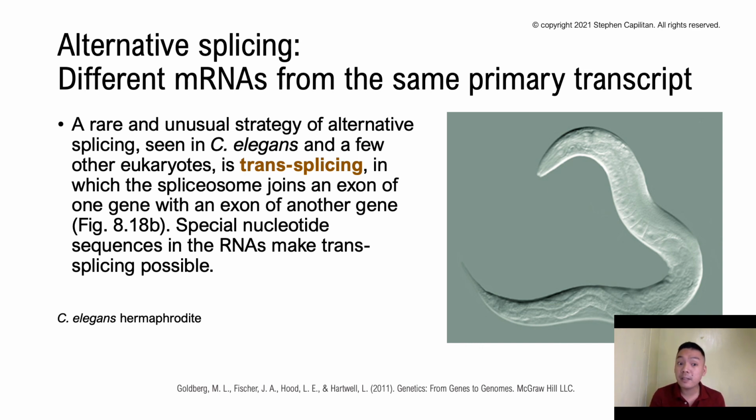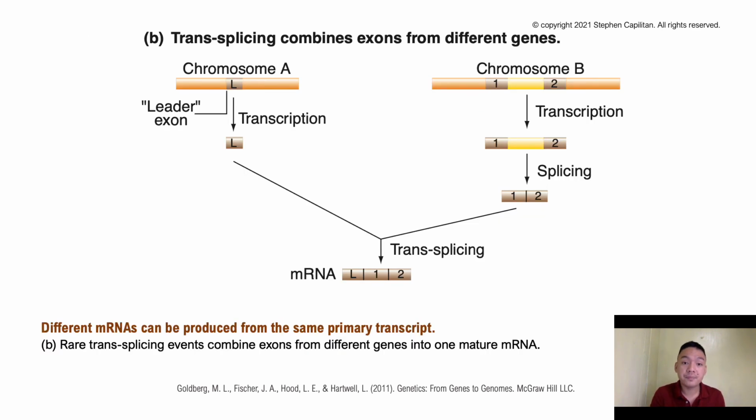A very rare and unusual strategy of alternative splicing is seen in Caenorhabditis elegans and a few other eukaryotes. We call this trans-splicing, in which the spliceosome joins an exon of one gene with an exon of another gene. So we'll take a look at that in the next slide. Special nucleotide sequences in the RNAs make trans-splicing possible. Now we'll take a look at trans-splicing and how it combines exons from different genes.